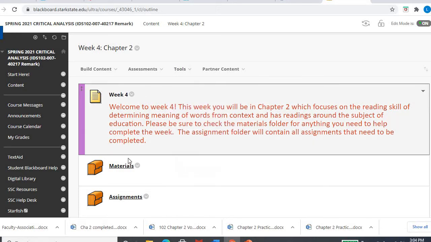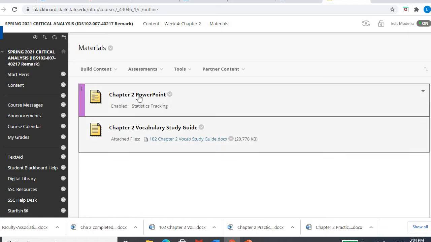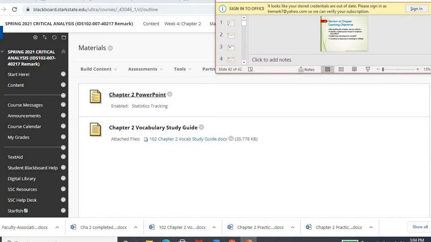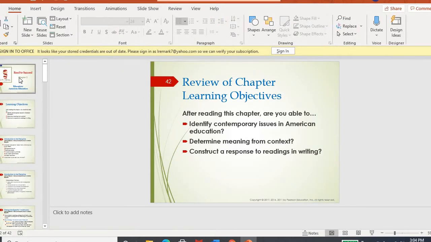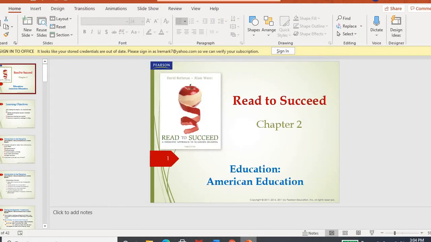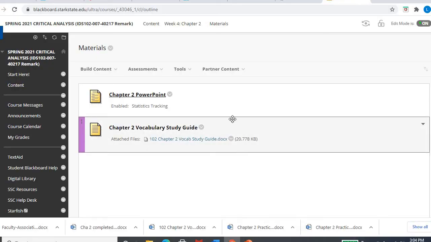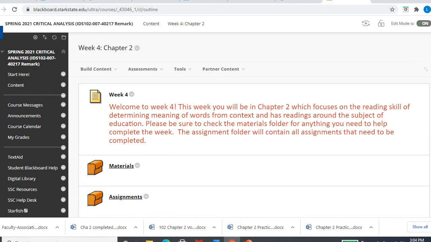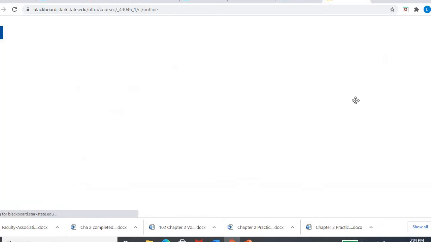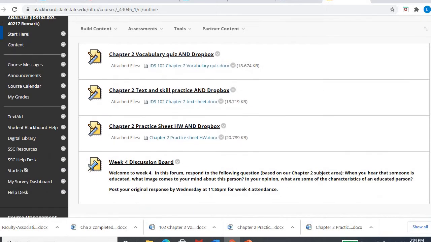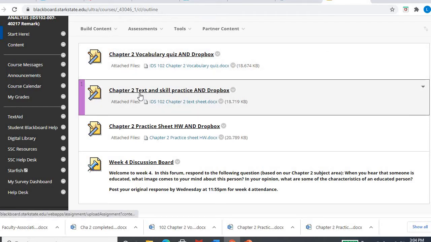So in chapter 2, you'll see in the materials folder, we have our PowerPoint, which I will have up and go through. And then in the vocabulary video, I will pull that up separately and walk you through the vocabulary that you'll see in this chapter. So for now, we are just going to use our PowerPoint, which I will be using here in just a few moments to lecture. And in the assignment folder, eventually we will talk about the text and skill practice.